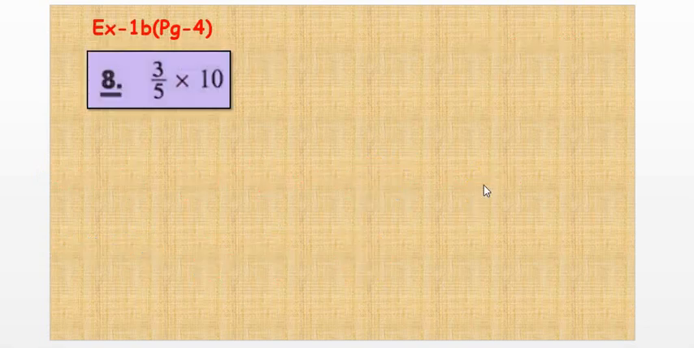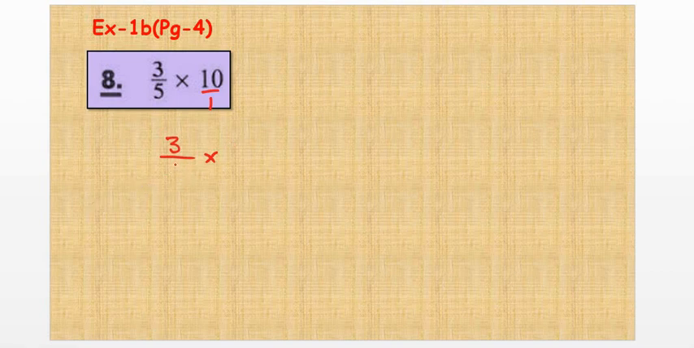This is question number 8. Now see, I don't have any denominator here. Whenever it's a whole number, it's placed in the numerator. So what can we do? We can put 1 under it, right? Just to make it another fraction, we can place 1 under it.